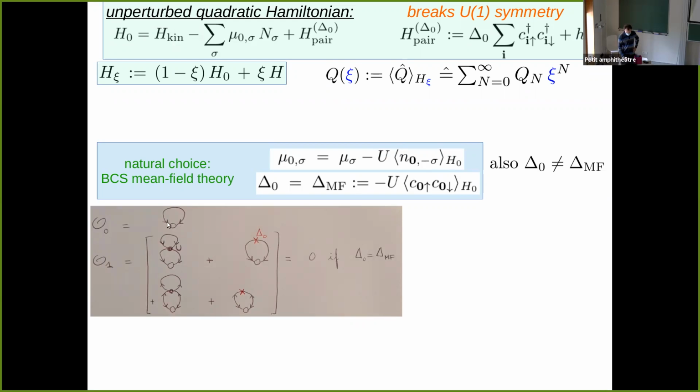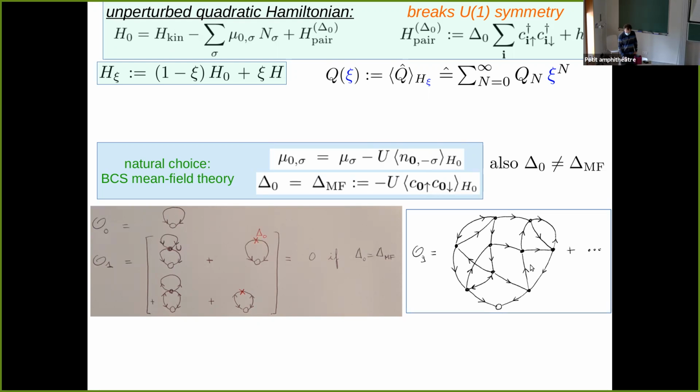This is how the diagrams look like for the order parameter. So you have these anomalous propagators where particles are destroyed or created at both ends because our H naught does not conserve the number of particles. So this is the order 0 for the order parameter. And these are the first order diagrams. And actually they cancel out each other if we take the mean field delta, because then, because of this gap equation, these counter terms exactly cancel these tadpoles. Here is an example of an order 9 diagram.